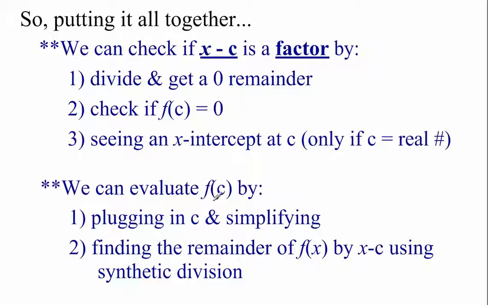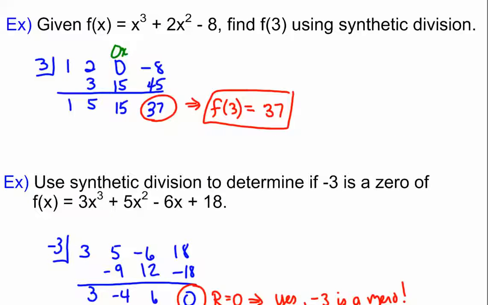We can also evaluate a function at a given value by plugging it in, of course, what we've always done, or according to our theorems there, we could just find the remainder by dividing f of x by x minus c and seeing what we get. And we could do synthetic division, so it'd be pretty quick. Let's take a look at an example.